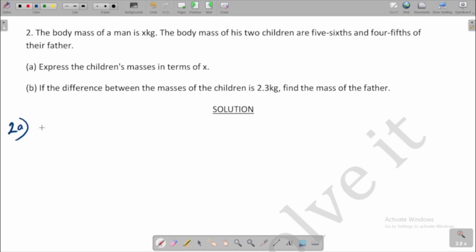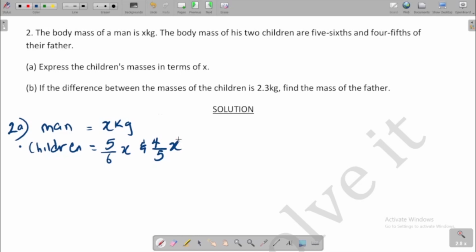So the solution to this: the man's mass is X kg, and the masses of the 2 children are 5 over 6 of X, and 4 over 5 of X. So to express it in terms of X, let us add them together: 5 over 6 X plus 4 over 5 X.